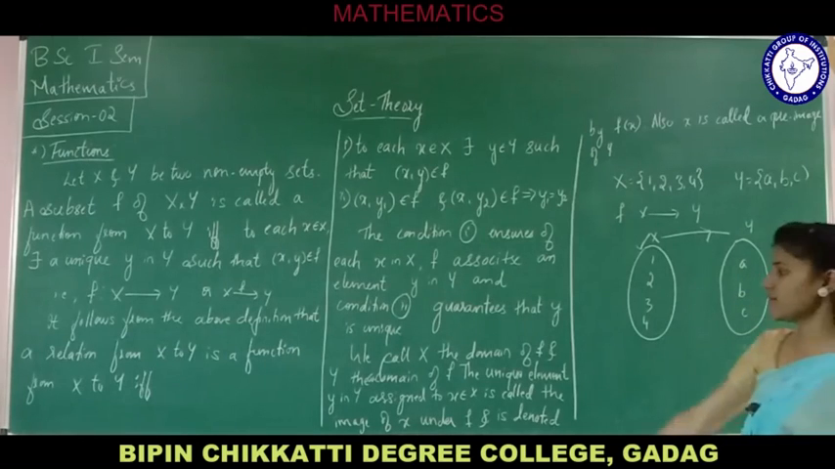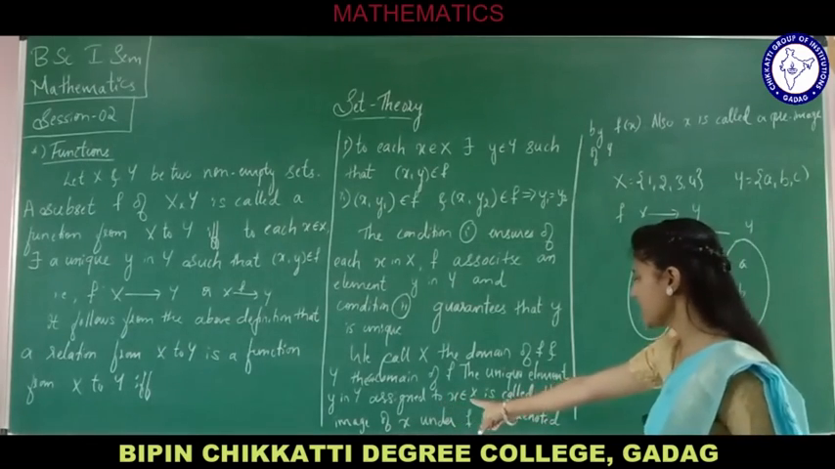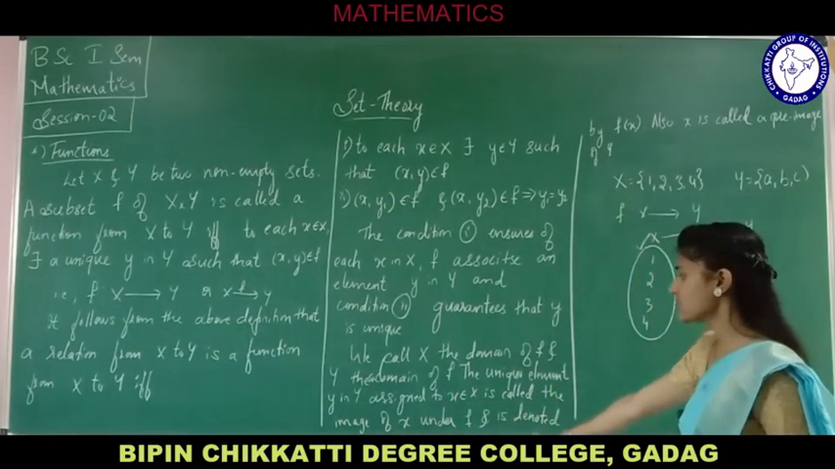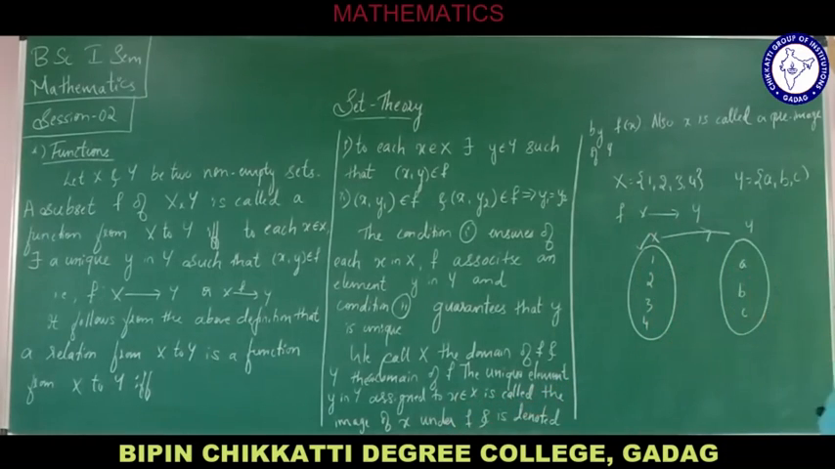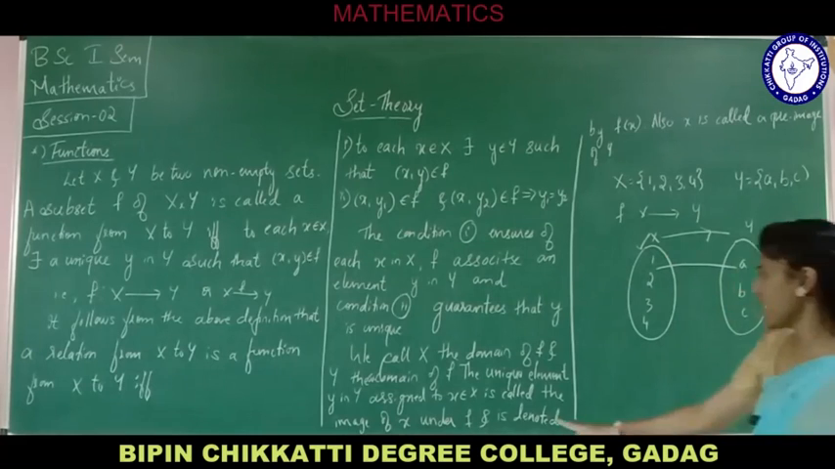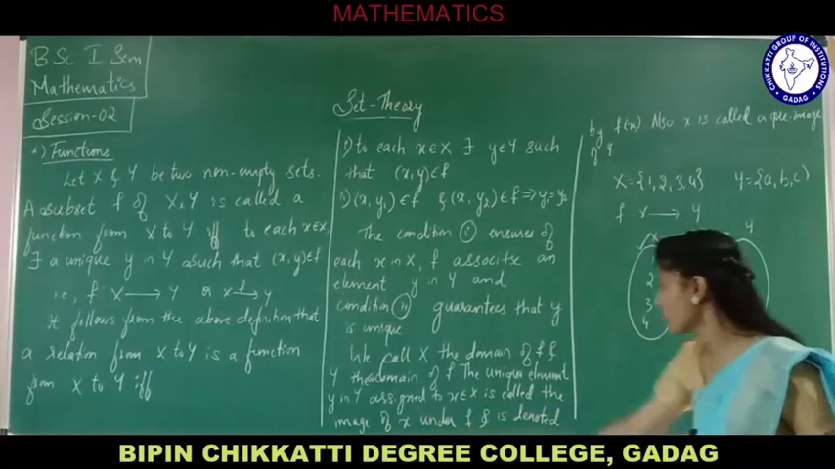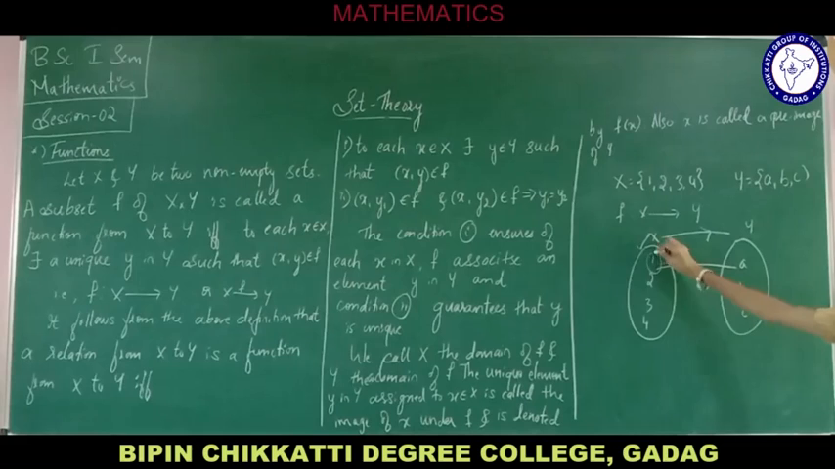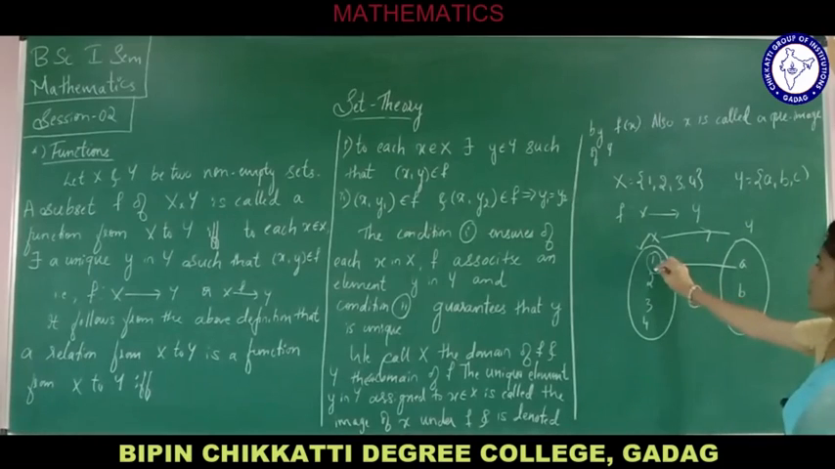The unique element y in Y assigned to x belonging to X is called the image of x. This means, if I have assigned it as a, then a is the image of 1, denoted by f of x. Also, x is called the pre-image of y.